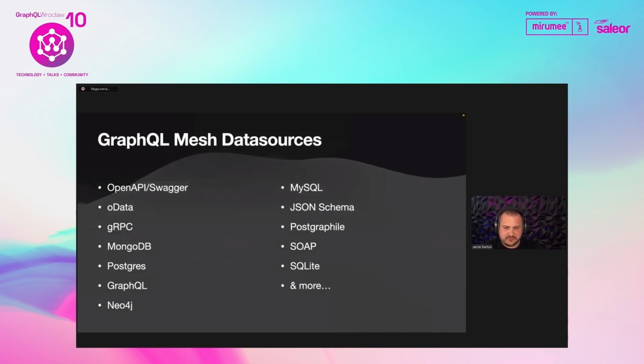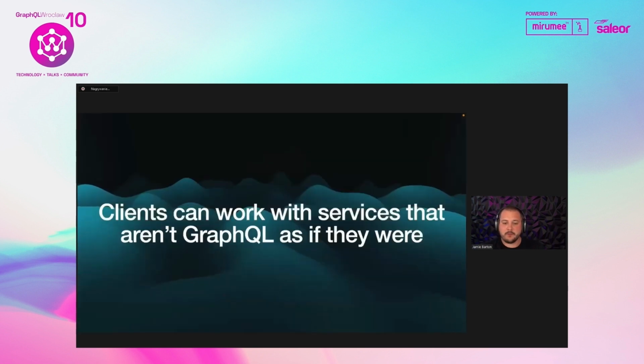One example that I used recently was Stripe. Stripe don't have a GraphQL API, but I want to interact with that data in a GraphQL way. Well, using a source handler, I can do that. GraphQL Mesh gives clients the ability to work and talk GraphQL with services as if they were GraphQL.